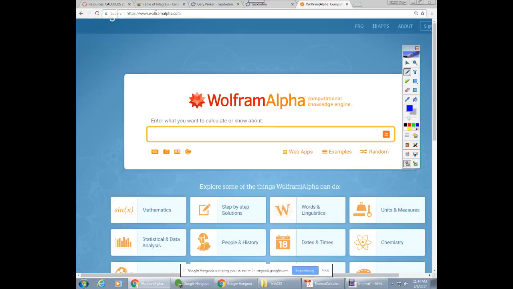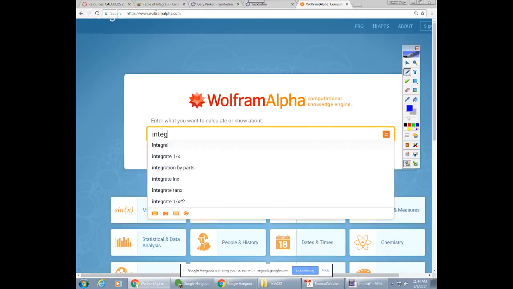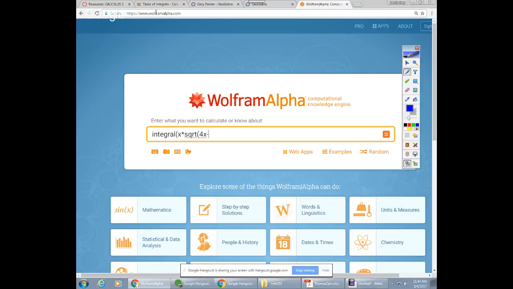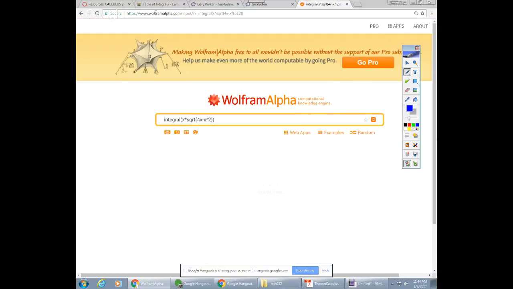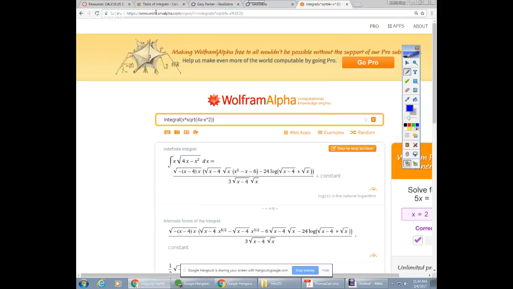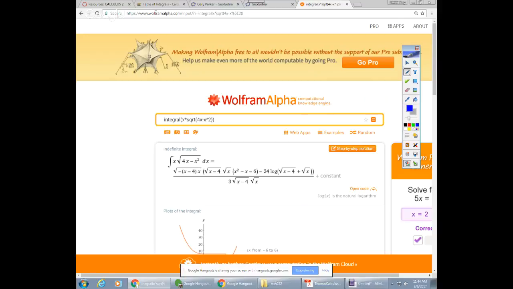Wolfram Alpha, and so we want the integral of x times the square root of 4x minus x squared. Since it's an indefinite integral, I just close the integral parenthesis and hit enter and pray. All right. Ooh, check this out. It's different. Oh, man. And it's still thinking. Sometimes it'll give you alternate forms too.